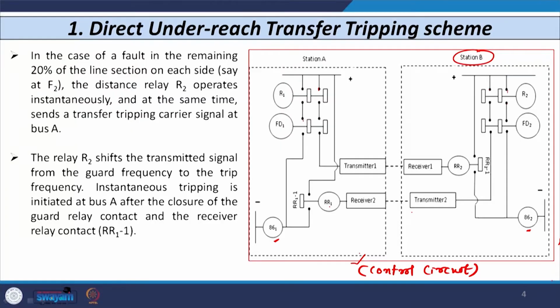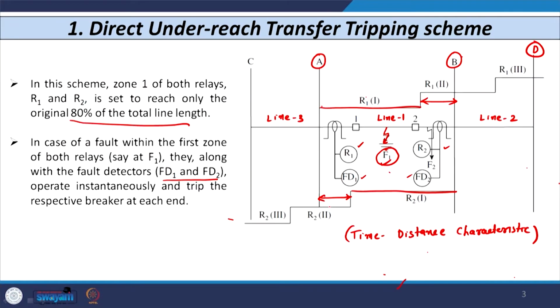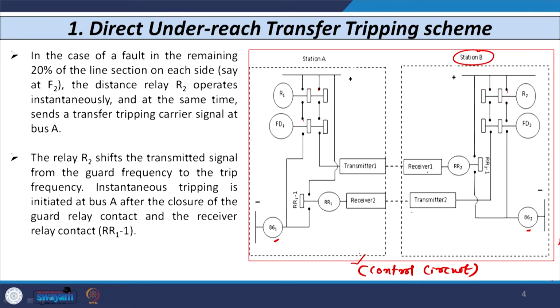So, if a fault occurs on either side of the 20%, let us say the fault occurs at F2 somewhere here, then as the fault is at F2, relay R2 detects that fault in its first zone and it operates instantaneously. As R2 operates, the fault detector unit at bus B also operates. So, this closes and a direct tripping command is initiated and the coil of 86.2 is energized.